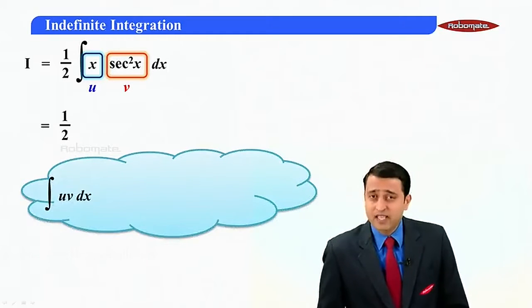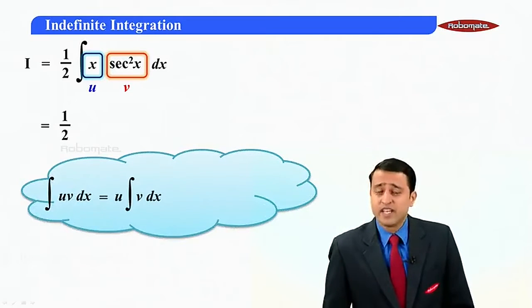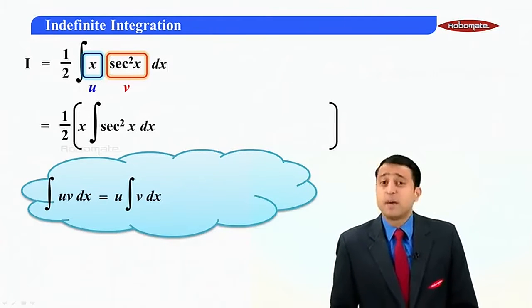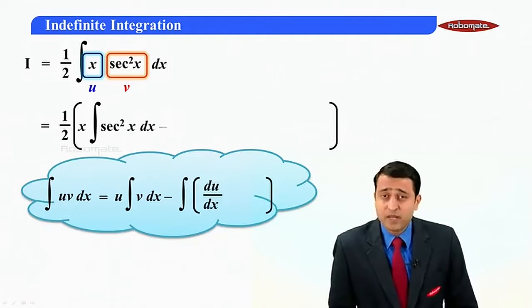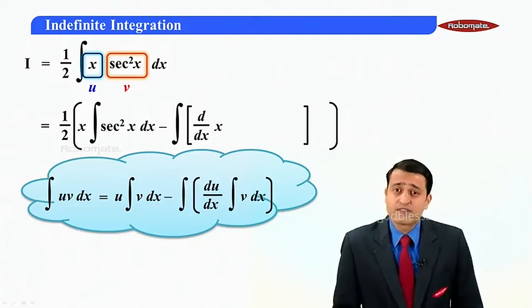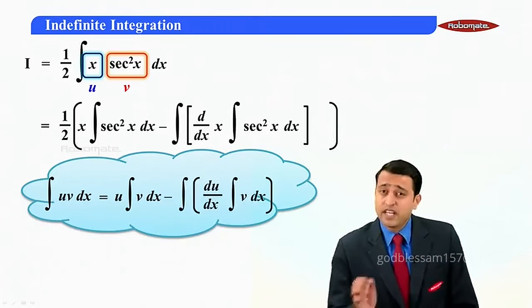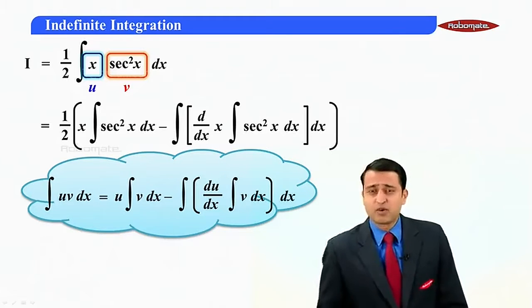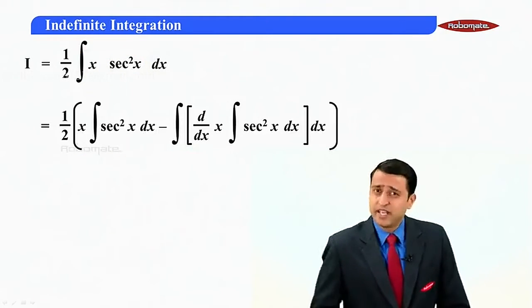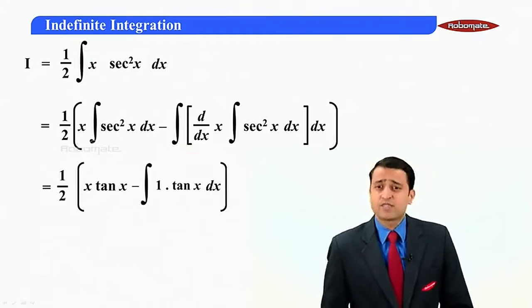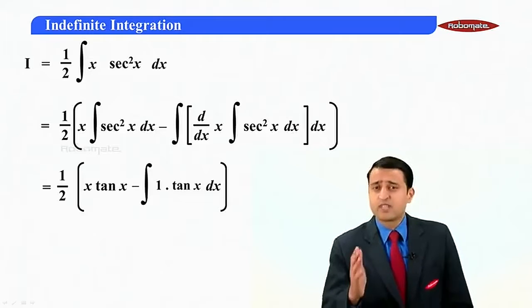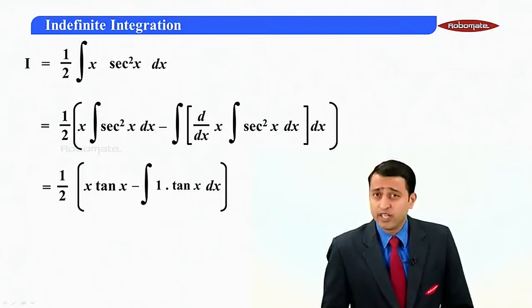So 1 by 2 will be as it is. What we will get is, in bracket, x integral sec square x dx minus integral of d by dx of x, integral of sec square x dx, the whole dx. Is that okay, my dear students? Now we have applied the rule. Let's apply the formula. Half will be as it is, x will be as it is, and integral of sec square is nothing but tan. So that is what we have substituted in both the integrals.